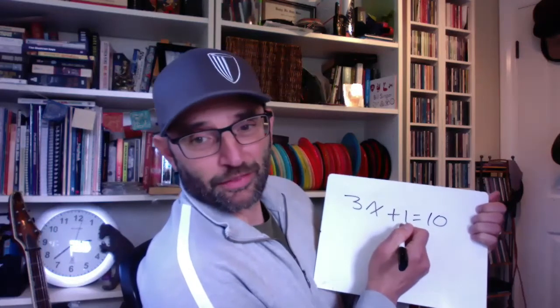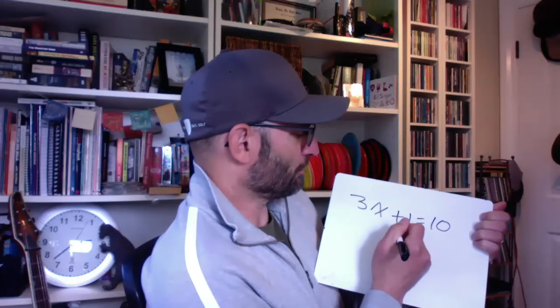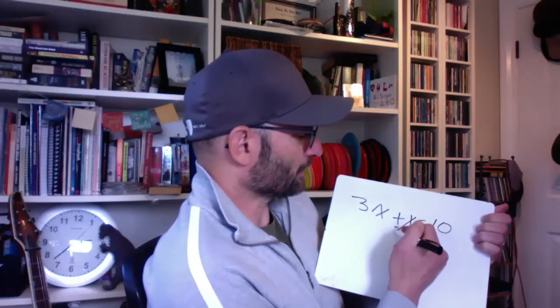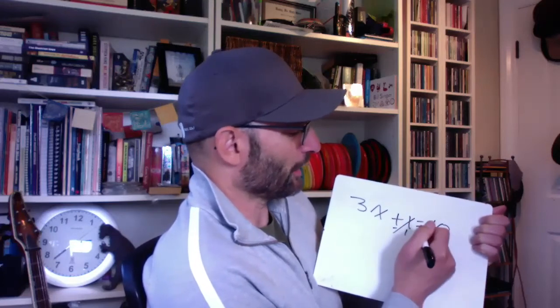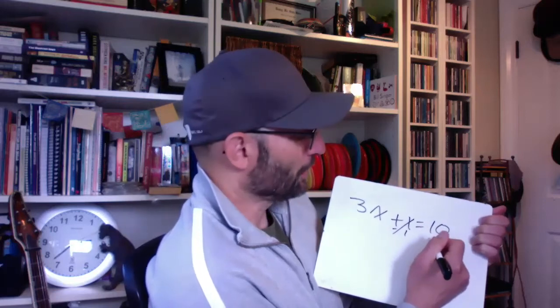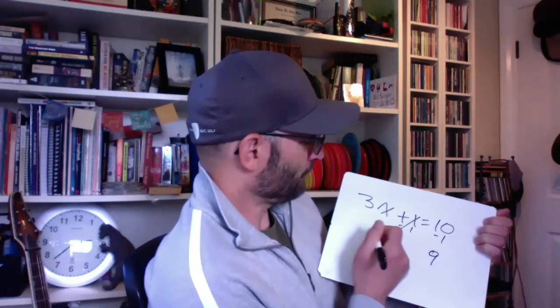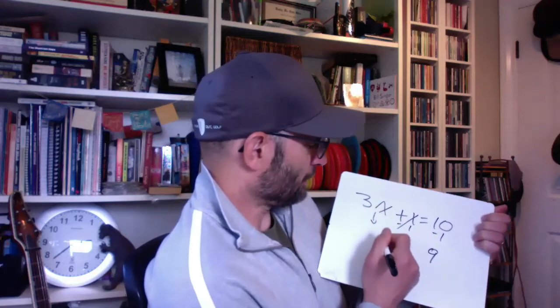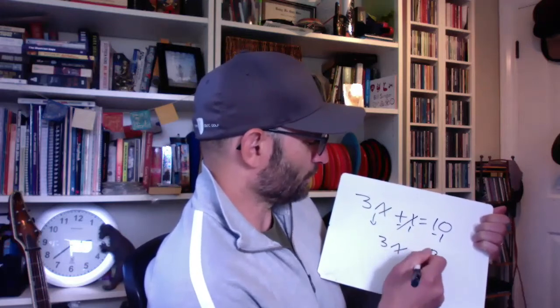So how do we get rid of the plus 1? You do minus 1. So that cancels that out. And if you do minus 1 here, on the other side of the equal sign, you also have to do minus 1. So then you have 10 minus 1 is 9, and this comes down, and you have 3x equals 9.